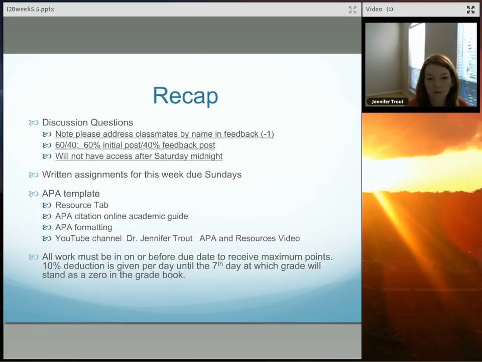Recapping a few things, of course, pretty standard: remember the 60-40 rule in your feedback post and use classmates' names for your feedback responses. I do count off for that, and it's been that way since the beginning of week 1, so please make sure that you are getting those valuable points as we are coming to the end of the term. Also make sure that you get your post in before the close on Saturday night.